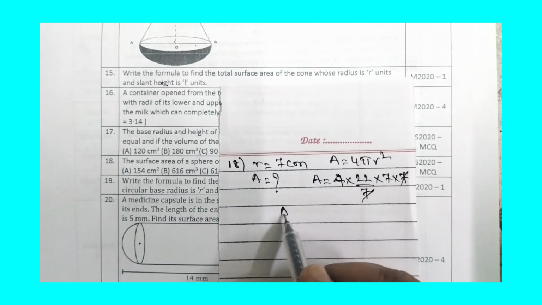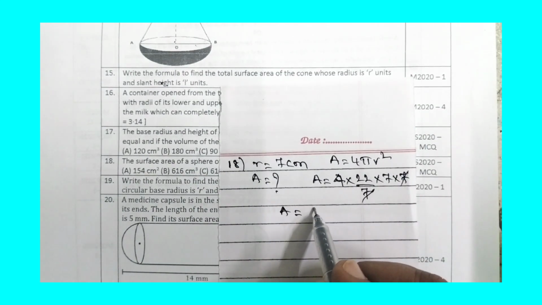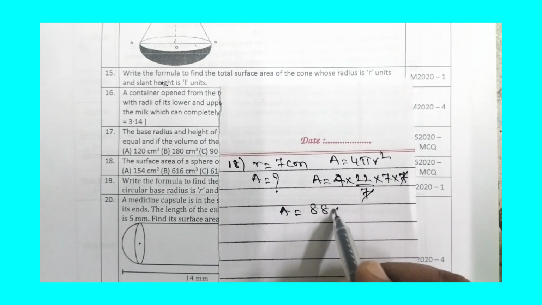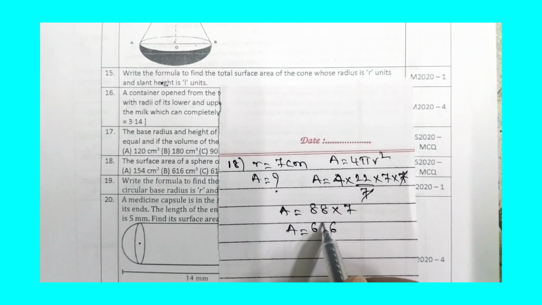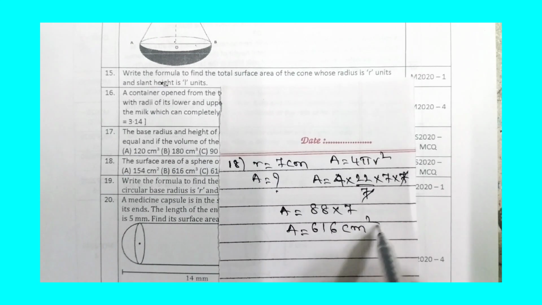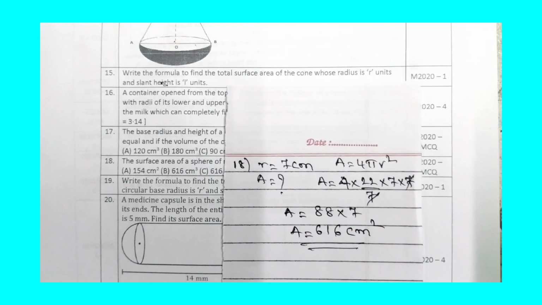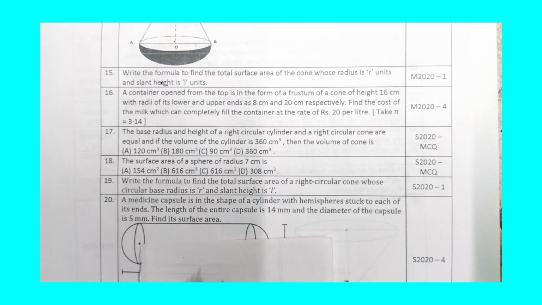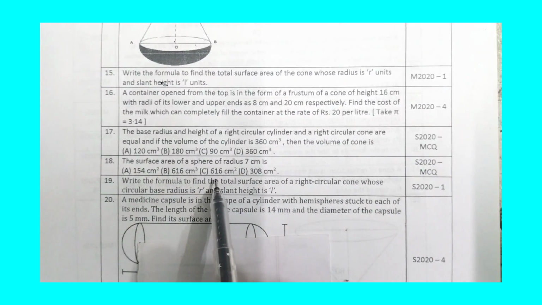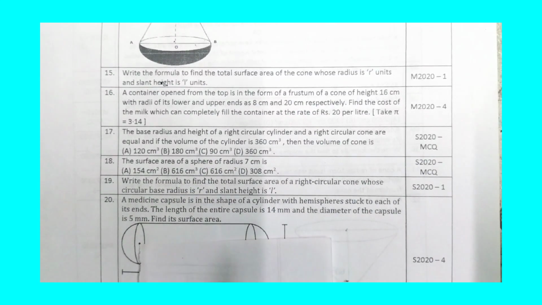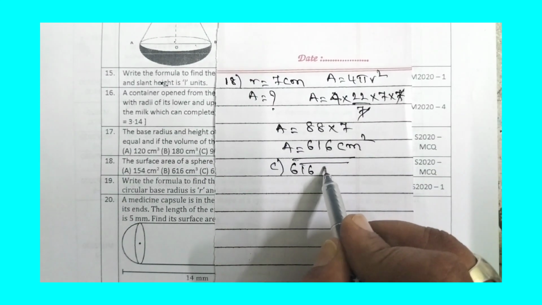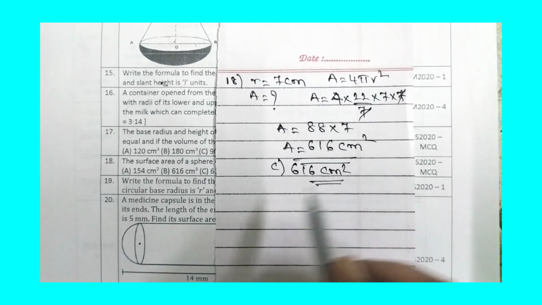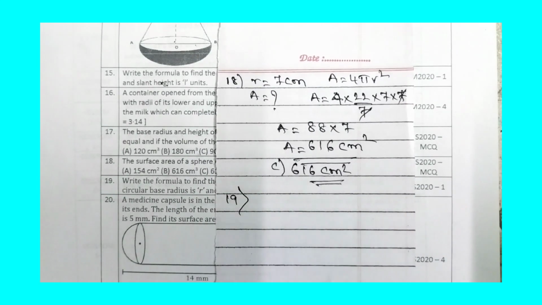7 cancels. Area is equal to 22 4s are 88 into 7. So area is equal to 7 8s are 56, 7 8s are 56 plus 5 is 61, so 616 centimeter square. So this is the area of the given sphere, and the right option is option C, 616 centimeter square. Now let us move to the 19th question.